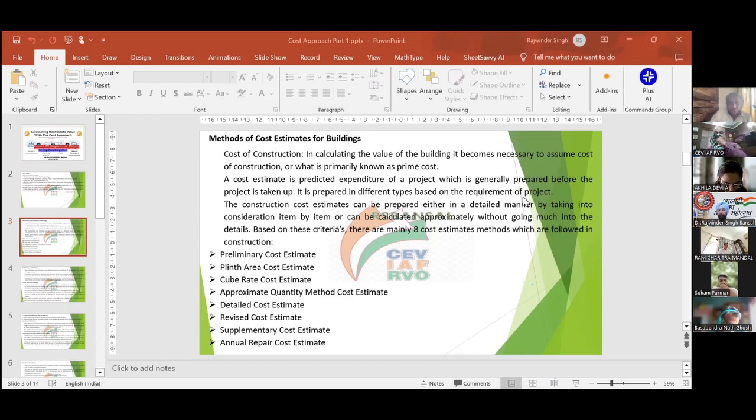There may be some other methods of calculating the cost of construction of the building. As an architect or as an engineer, you know about these methods. Even then, we will discuss in brief how these methods work.